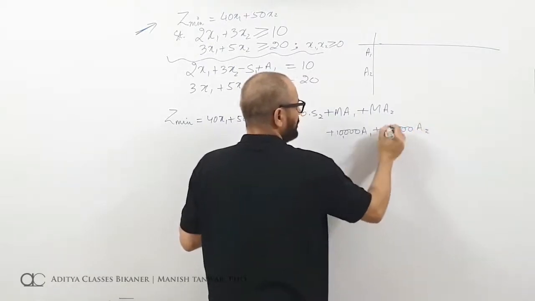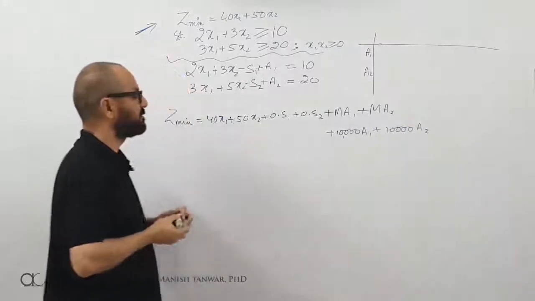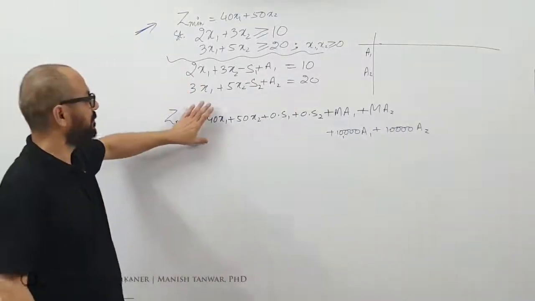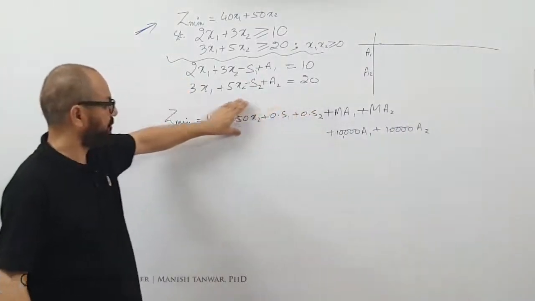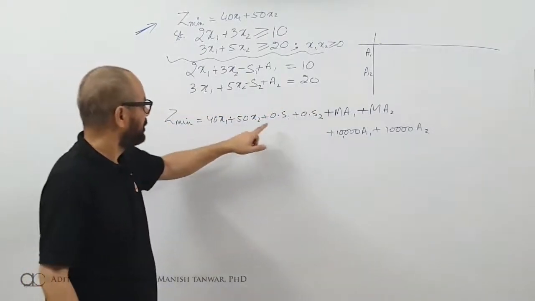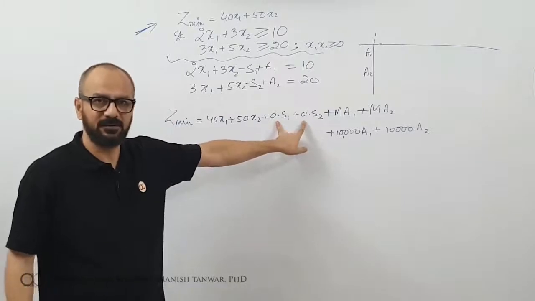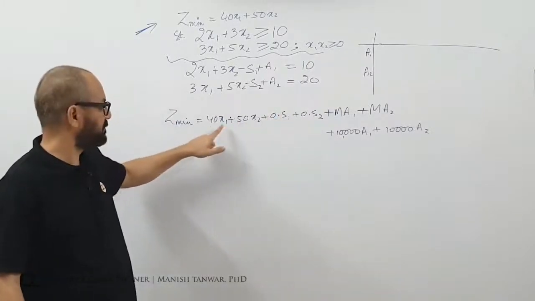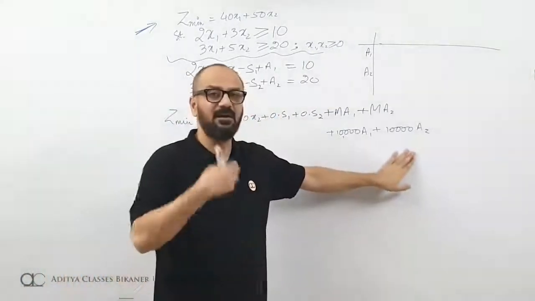It could be 10,000, it could be 20,000, anything. This is a number larger than any number. Now look at this equation. What will be my first choice in case of minimization? These will be my first choices. Second choice, third choice. These will be my last choices.